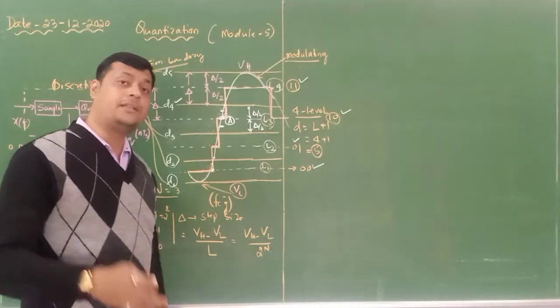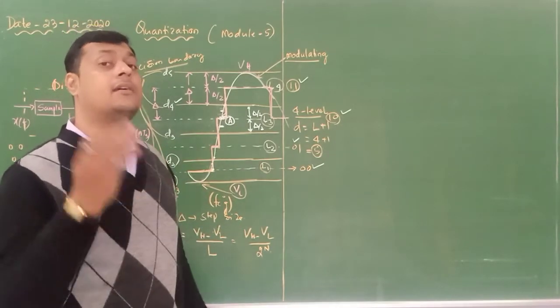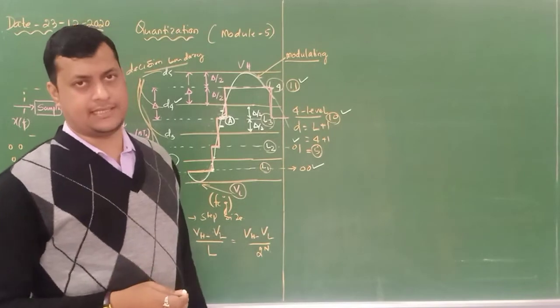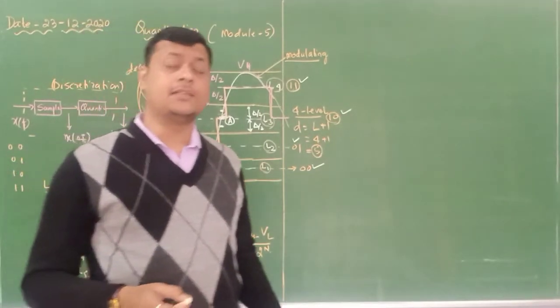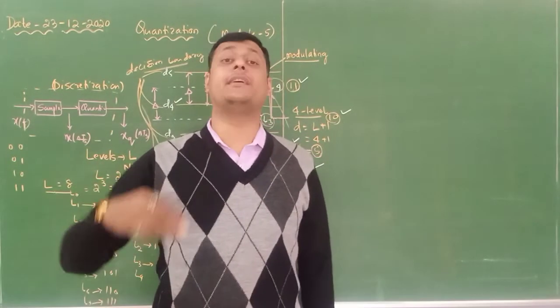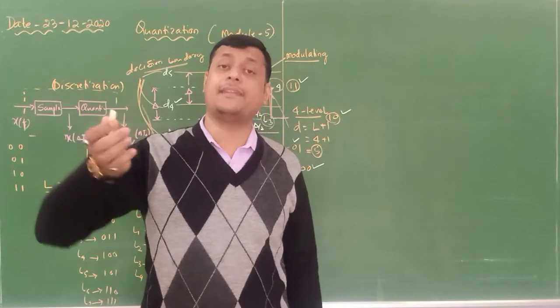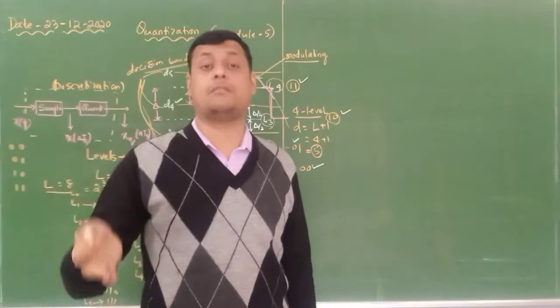So depending upon the nearest value, it will round up and provide the level's binary bits. Okay, so this is the process called quantization. Quantization means rounding up to the nearest levels and assigning the binary bits. The assigned binary bits will be the encoding of that particular level.